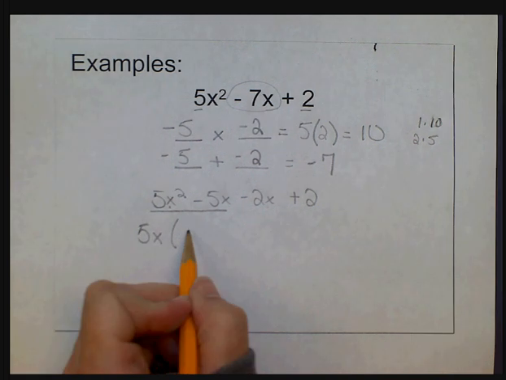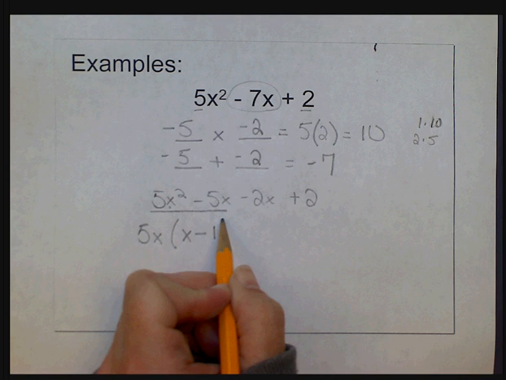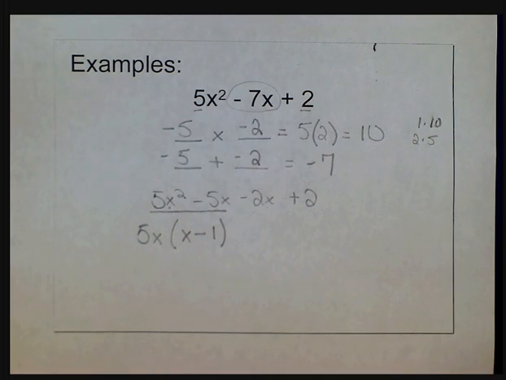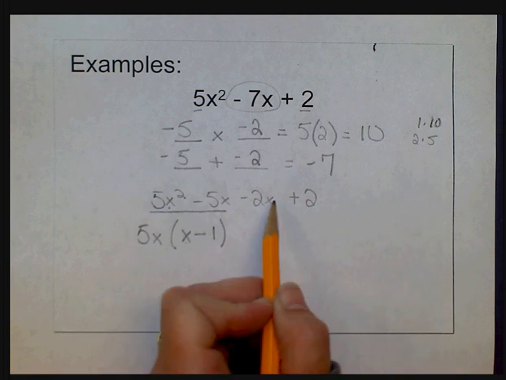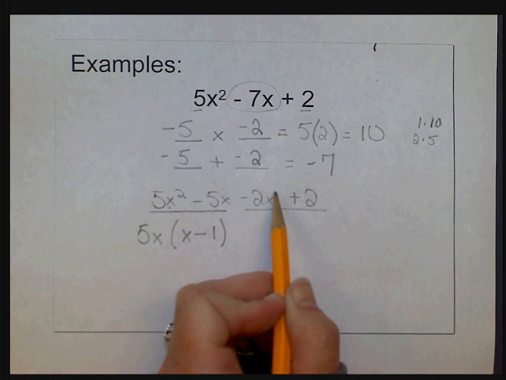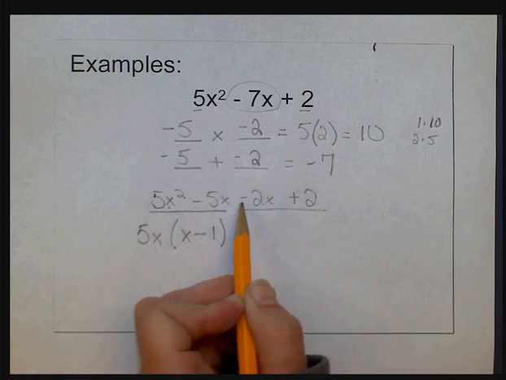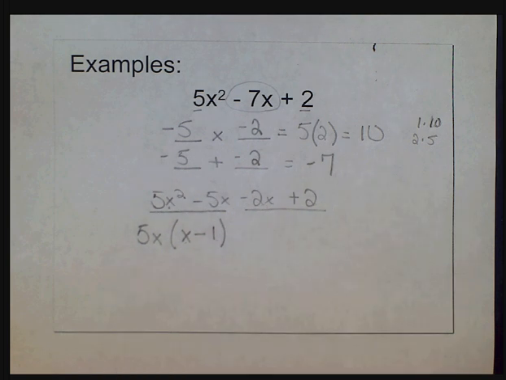5x times x will give me 5x squared, and 5x times -1 will give me a -5x. Since I know I want to have an x minus 1 left in parentheses, when I look at my next two terms, -2x plus 2, I see that this term is negative. And I don't want my leftovers to be negative, so I'm going to pull out a negative common factor.